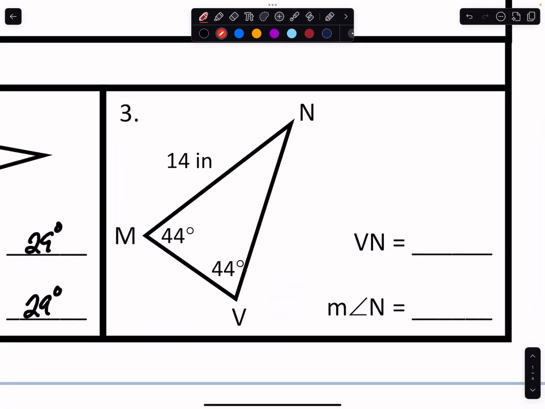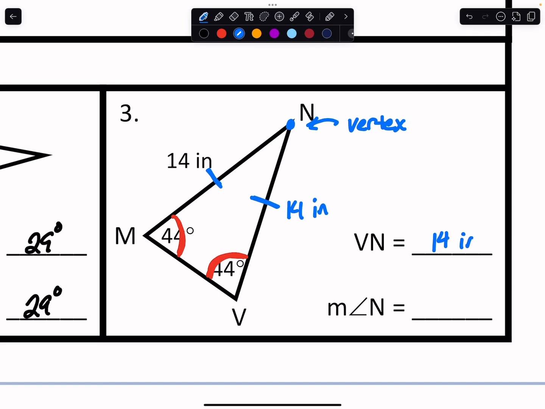Number 3. So this time, they don't give you two congruent sides, but they do give you two congruent angles, right? Those are your base angles. So we already know that two congruent sides gives you two congruent angles. Now let's use the converse. Both of those legs are going to be 14 inches. So I'm just writing that down now, right?